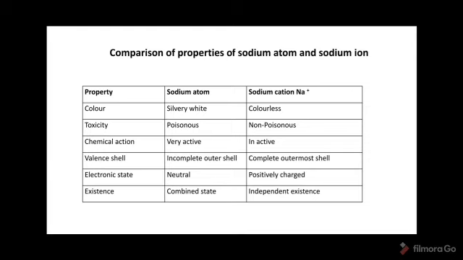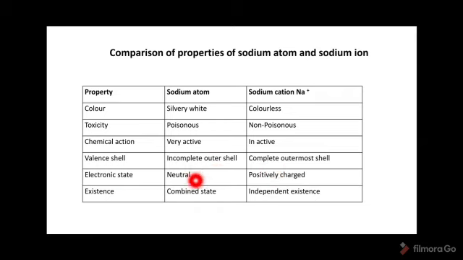Chemical reaction: sodium atom is very active. Why? Because it has an incomplete outer shell. In order to get a complete electronic configuration, it participates in chemical reactions. Sodium cation is inactive because it has a complete outermost shell. Valence shell: sodium atom has an incomplete outer shell. Sodium cation has a complete outer shell.